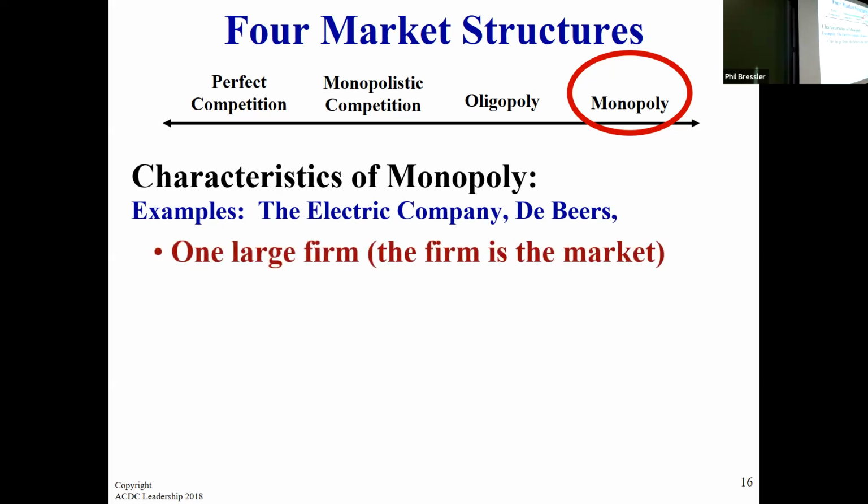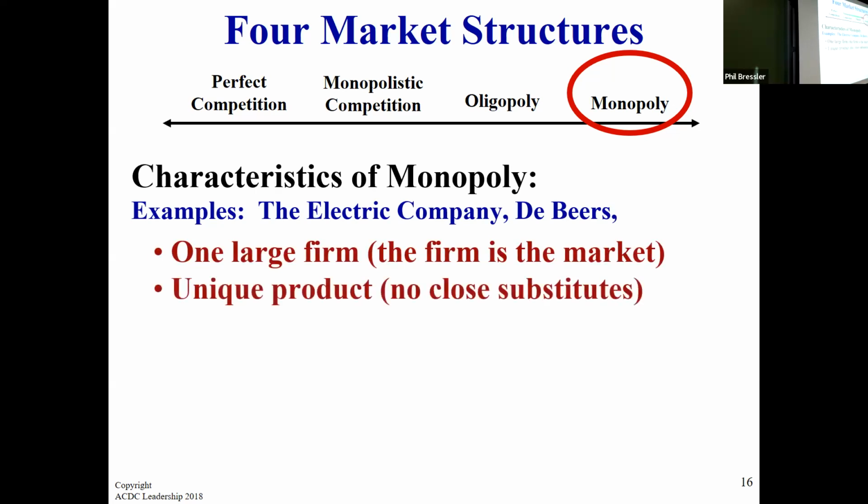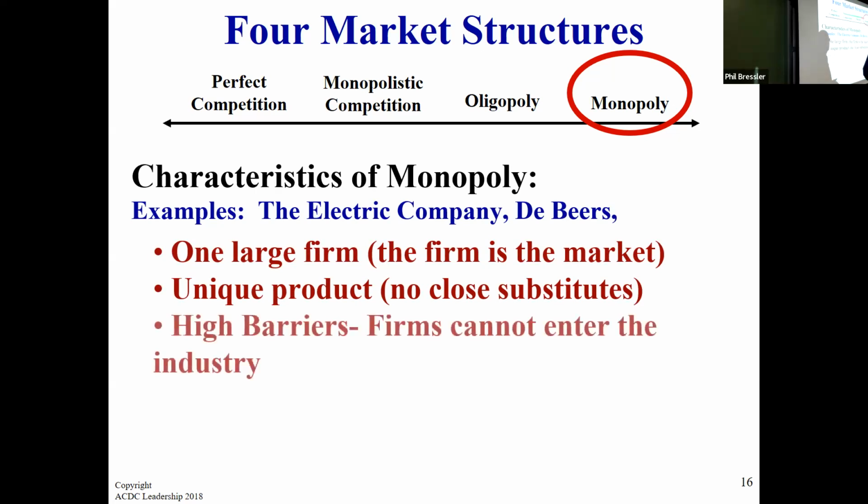Okay? All right, one firm. The firm is the market. Second, unique product, no close substitutes. All right, so the high barriers. If firms cannot enter or exit the industry easily, what's going to happen in the long run for these?